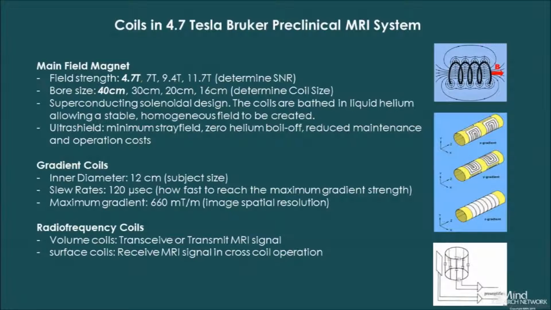Finally, RF coils. We have two kinds of coil. One is the volume coil, which is often used as a transceiver, either for brain imaging or body imaging. We also have the surface coil, which is used to receive the MR signal in cross-coil operation. This kind of surface coil can significantly increase the signal-to-noise ratio.